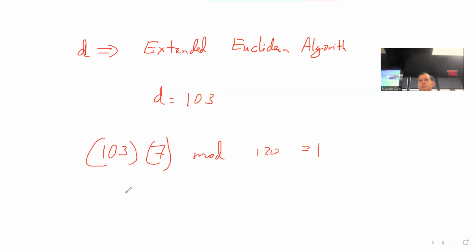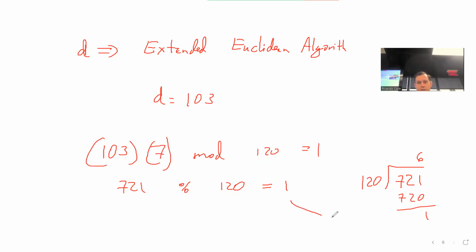103 times 7. It's like 721, correct? 721. I'll use Python's mod operator. And now you can see this is actually just doing 721 divided by 120. That should be 6, gives you 720 over here, minus 1, and 1 as well. So that's it. That's your solution for D, and that's what you would get.